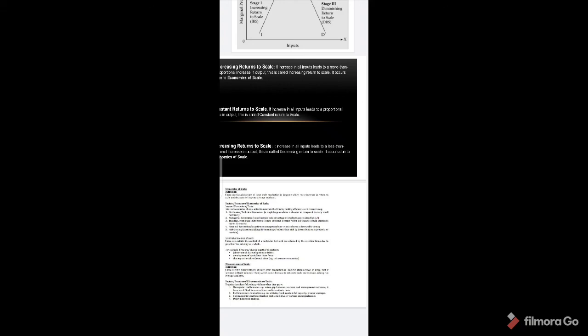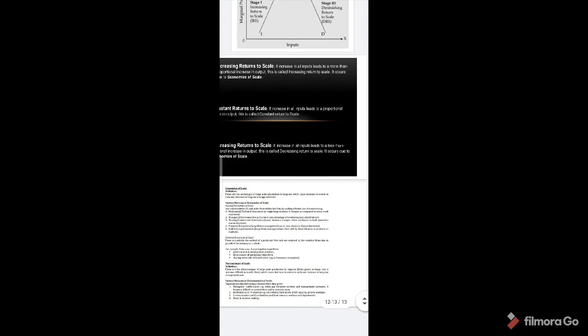So what is diseconomies of scale? These are the disadvantages of large scale production in long run, as firms grow so large that it becomes difficult to handle them, which cause decrease in return to scale and increase in long run average total cost. Diseconomies is the situation when expansion in the business causes losses rather than profit.